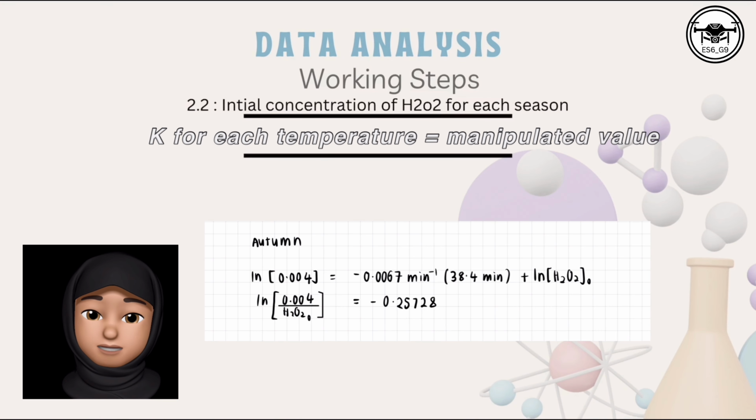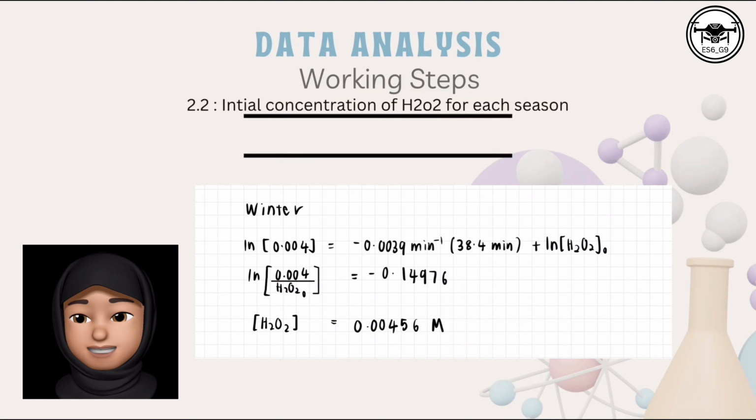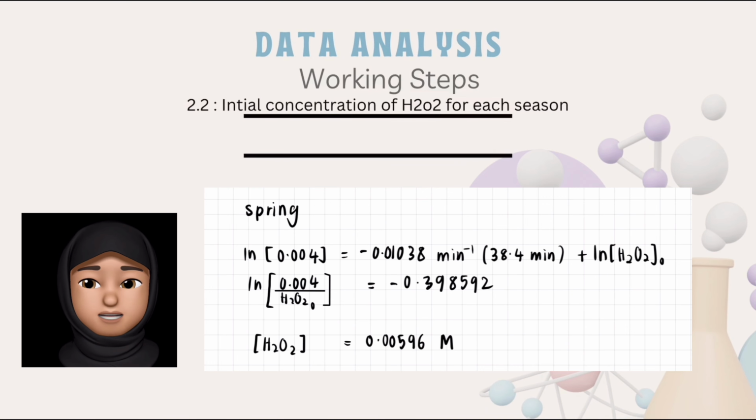For autumn, the K value is 0.0067 minutes to the -1. Substitute that into the equation and we will get the initial concentration that needs to be used in autumn, which is 0.005173 molarity. Same steps are applied for winter, summer, and spring. We obtain the value of initial concentration that should be used in winter, summer, and spring also.